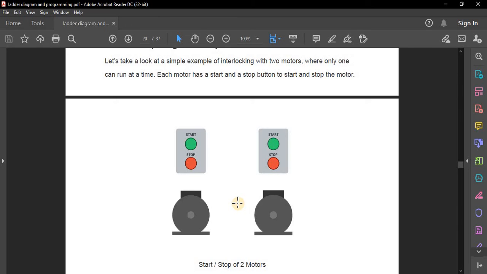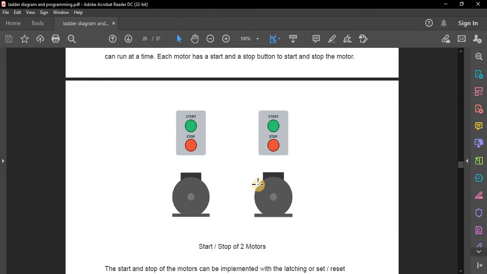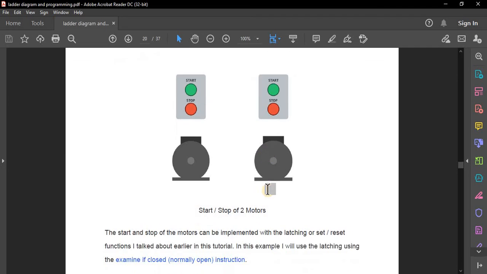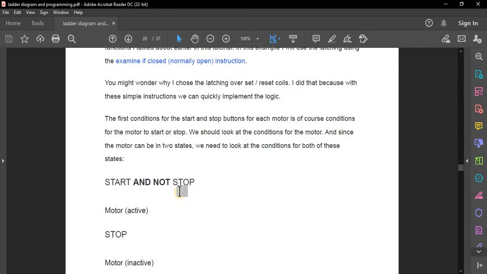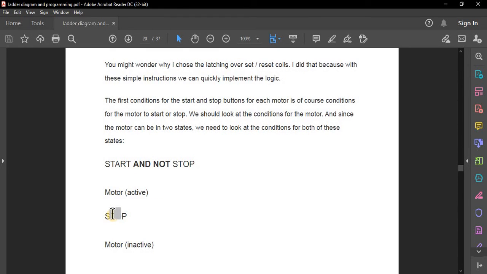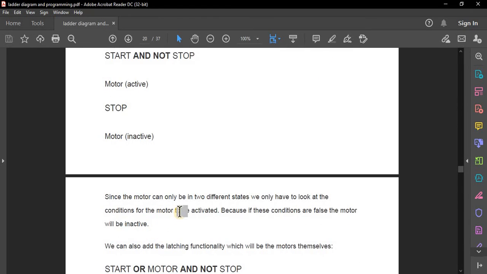The first condition, for the start and stop buttons of each motor, is of course the conditions for the motor to start or stop. We should look at the conditions for the motor, and since the motor can be in two states, we need to look at the conditions for both of these states. The first one is start and not stop, in which case the motor is active. In the second state, stop, the motor is inactive.